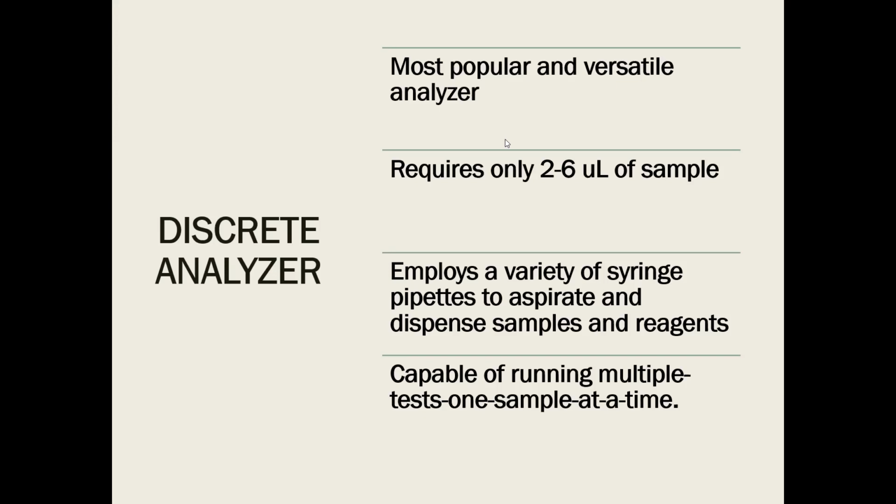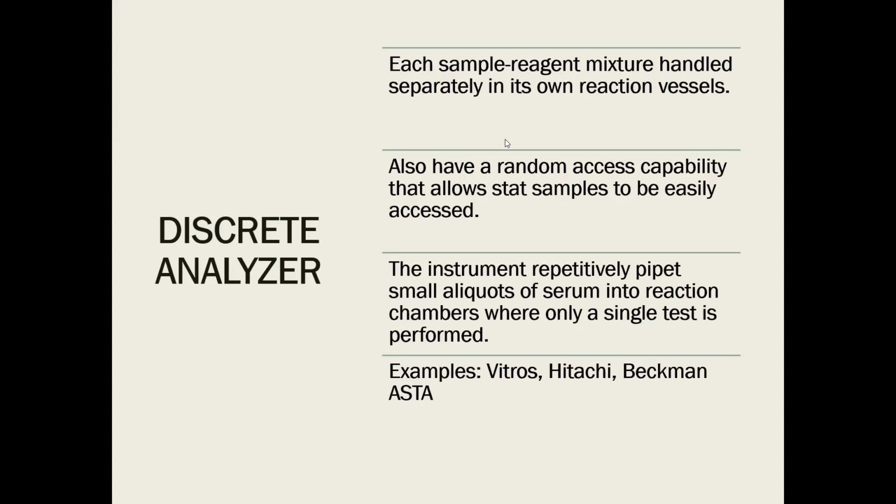It employs a variety of syringes and pipettes to aspirate and dispense samples and reagents. It only requires 2 to 6 microliters of sample. Our chemistry analyzers require only small amounts of sample, so why do we collect 3 mL of blood? The purpose is that if we have to rerun the test, we still have the same blood that we extracted at the same time from the same patient.